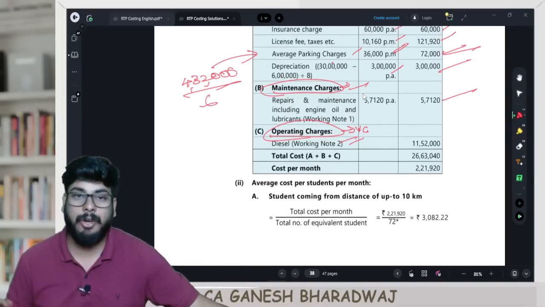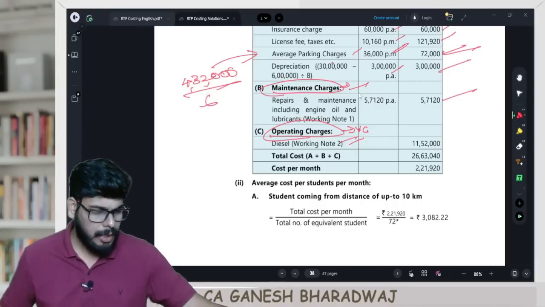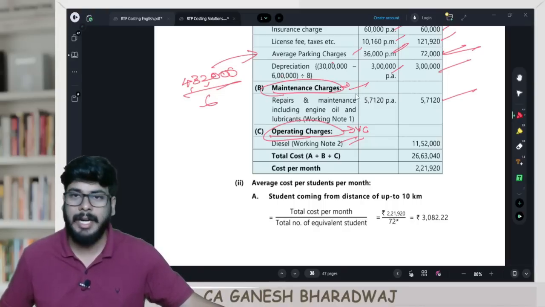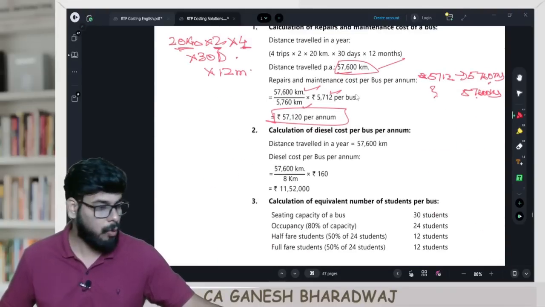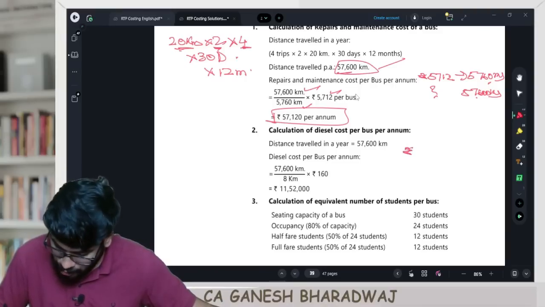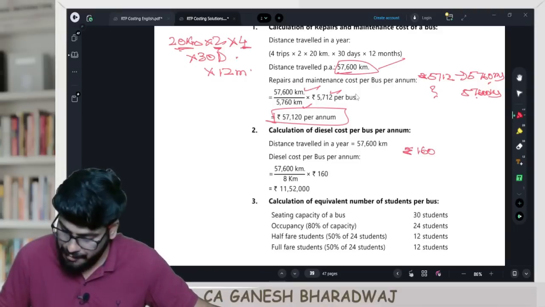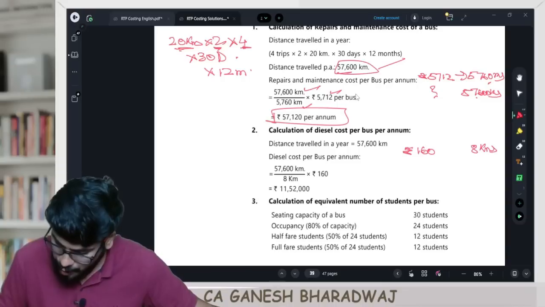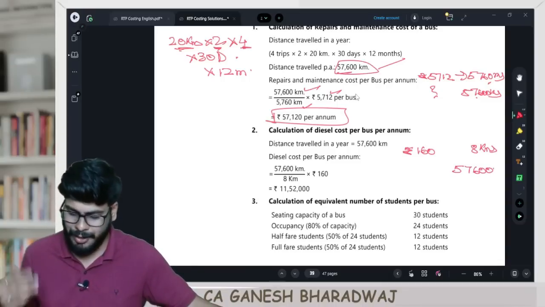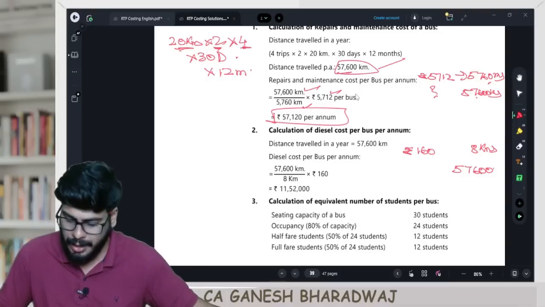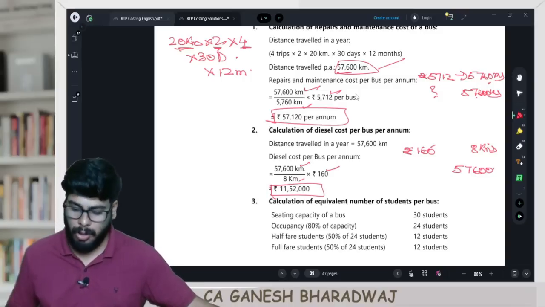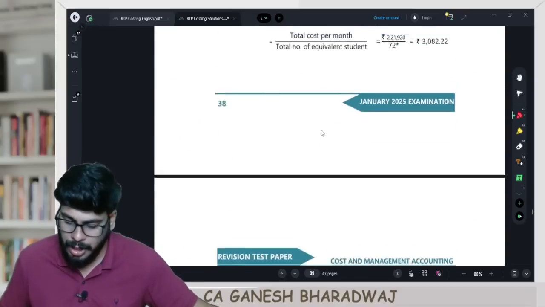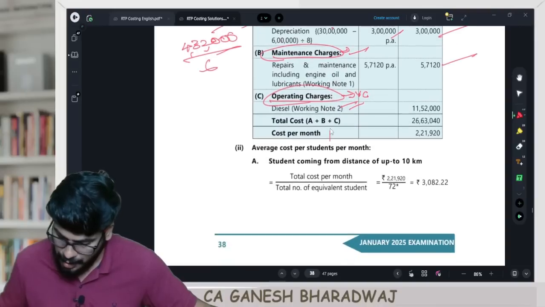The last one is going to be your diesel cost. For diesel, they have given the mileage as 8 kilometers per liter and the cost as 160 rupees. So what is the meaning of that? Basically, I incur a cost of 160 rupees for every 8 kilometers run. So what is going to be the total cost for me to run 57,600 kilometers? Are you clear with this? So how would you do that? 57,600 into 160 divided by 8. The total diesel cost alone comes out to 11,52,000. So you can just put it up here. It's going to be 11,52,000.